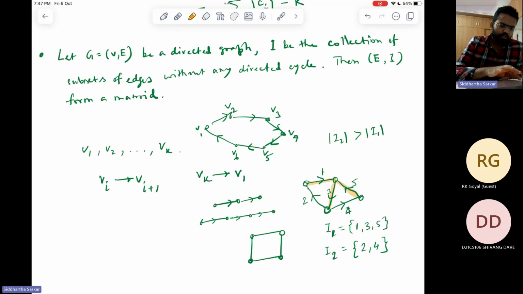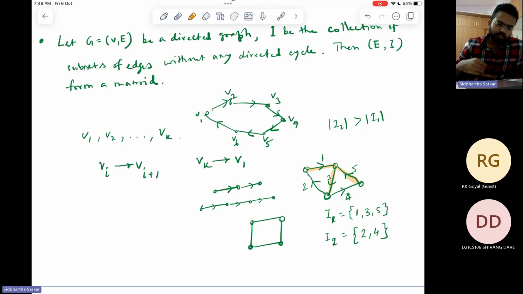I should have thought about it beforehand. Let's do one thing. It will maybe take me more time to think about it. So this is not a matroid, and we have to show the counterexample.